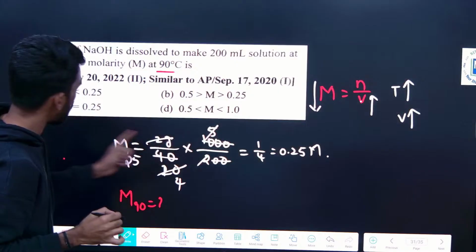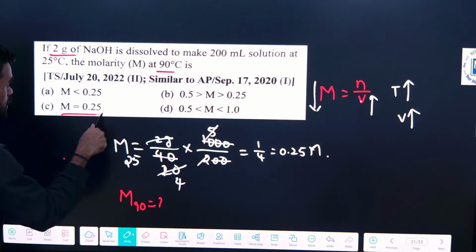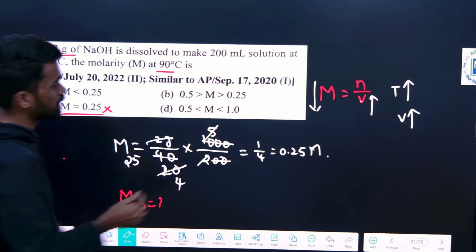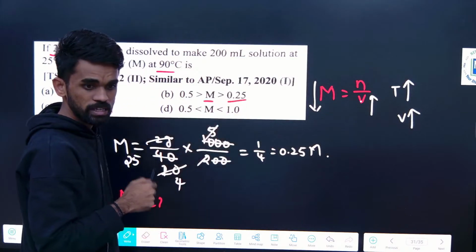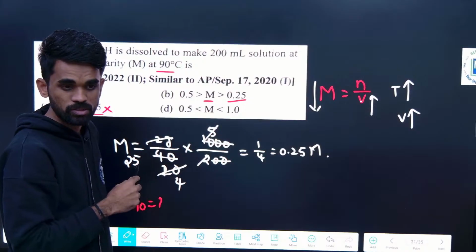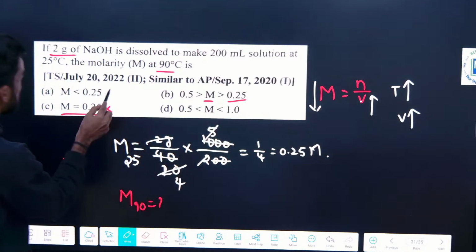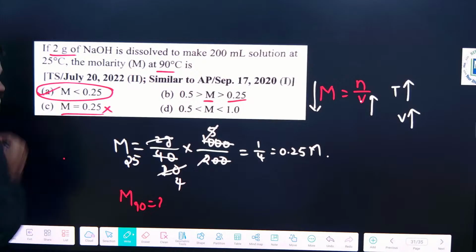Decreases. So where do we have option C? This is equal, they are saying. It means this is incorrect. They are saying it will be greater than 0.25. Is it greater than 0.25 or less than 0? Less than. So where do we have less than? Only option A will be our answer.